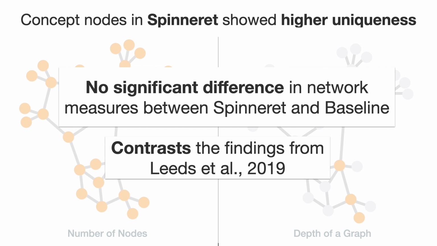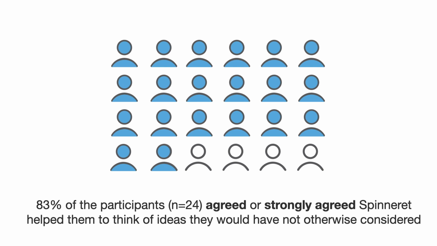This finding is particularly interesting because Leeds et al. in their 2019 work reported that in order to generate more distinct concept nodes, users need to create a higher number of nodes and create mind maps with a greater depth. This difference may be due to Spinneret providing non-obvious suggestions early. This prompts the user to explore more unusual ideas that may otherwise take longer to reach or even not at all. In fact, this is supported by 83% of the participants who agreed or strongly agreed that regardless of the task for which they used Spinneret, the tool prompted them to think of ideas that they would not have otherwise considered. This indicates that Spinneret does indeed help reduce design fixation.